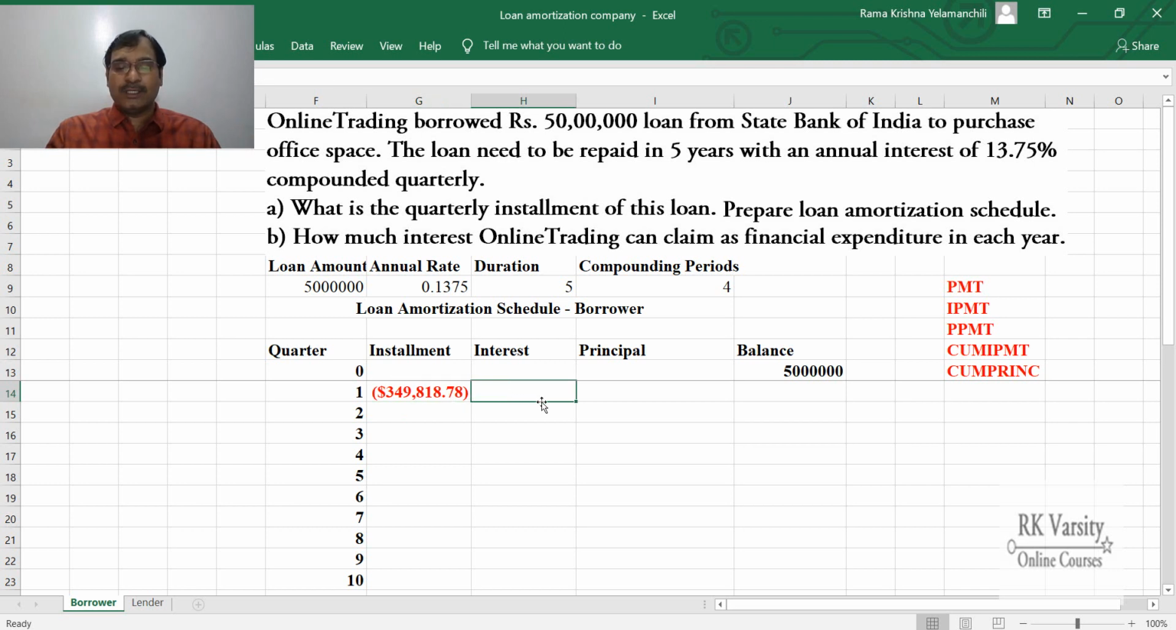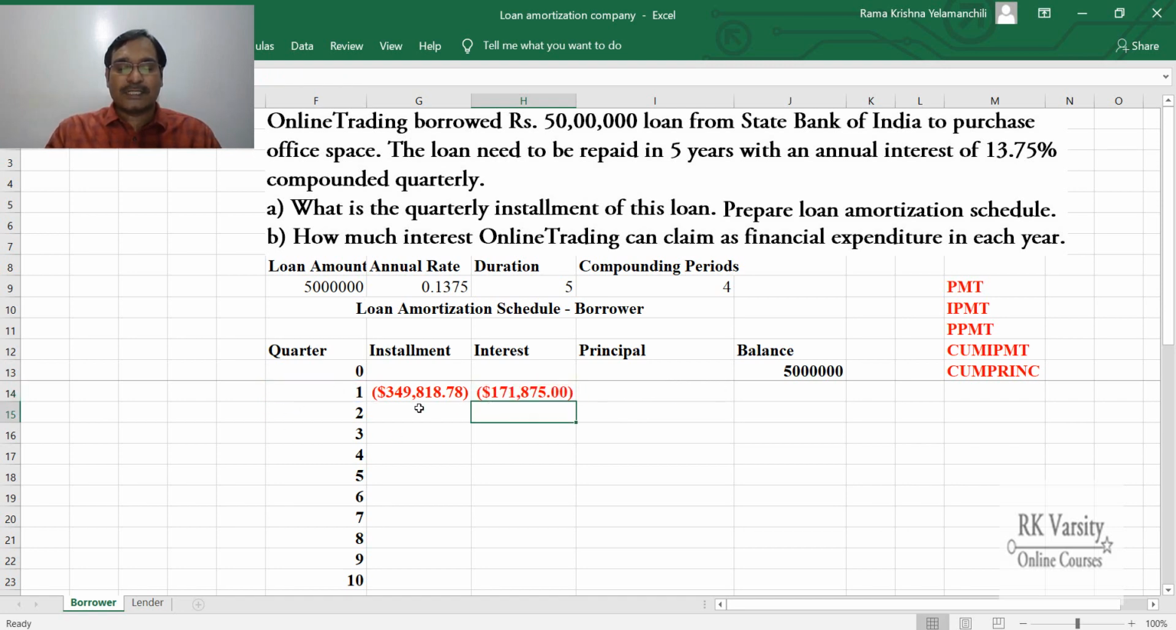To get the interest component, you need to use the function IPMT. Equal to IPMT, then rate, this is 0.1375 upon 4, place comma, period. You need to select for which period you want to calculate the interest component. So we want this for the first quarter. So select the first quarter, select the cell where your quarter numbers are. Then place a comma, then number of periods, that is 5 years into 4 quarters. Then place a comma, your loan amount 50 lakhs. Close the bracket, press enter key.